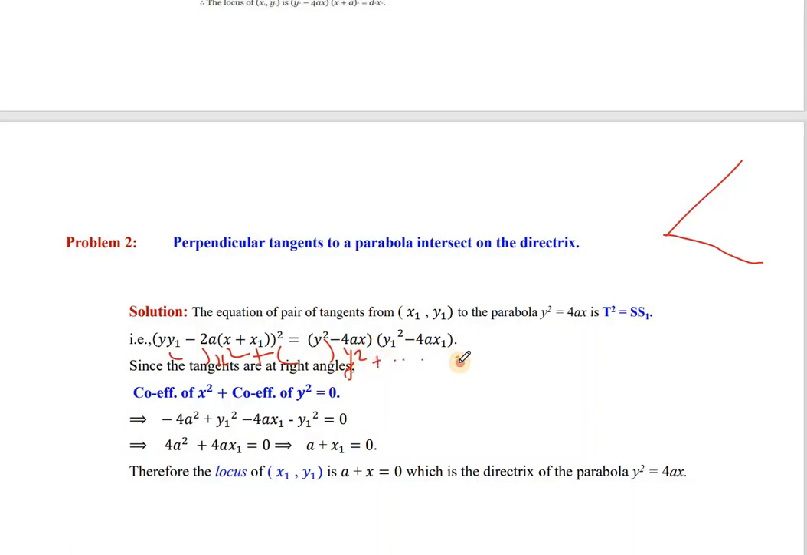We are not bothered about them, so we need to know only what is the coefficient of x square and what is the coefficient of y square. You can take either bring this to the left side and simplify, or take this to the right side and simplify. Then on simplification, this is what you get. We need only the locus, so we have this. So the main points, you will have to have T square is equal to SS1, and then you are using coefficient of x square plus coefficient of y square equal to 0, and then you are determining the locus.